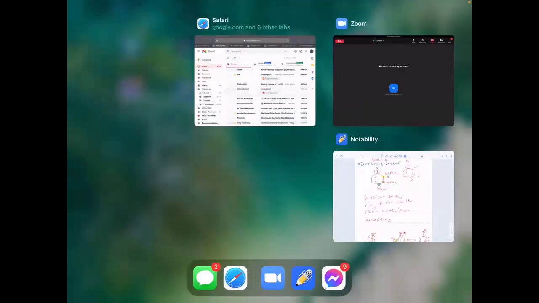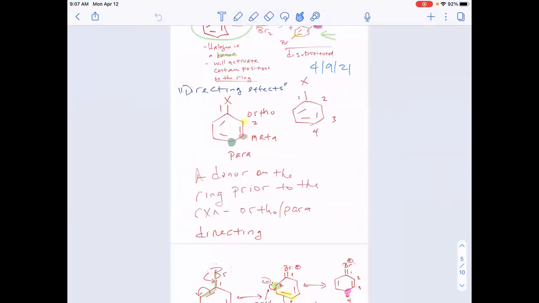All right. So we're gonna go back to where we were on Friday. We were talking about directing effects and how certain types of substituents on the ring, when you're doing a reaction with an aromatic ring, kind of dictate the outcome of the reaction, whether the electrophile you're adding to the ring is going to add at the ortho or para position, or if it's going to add at the meta position.